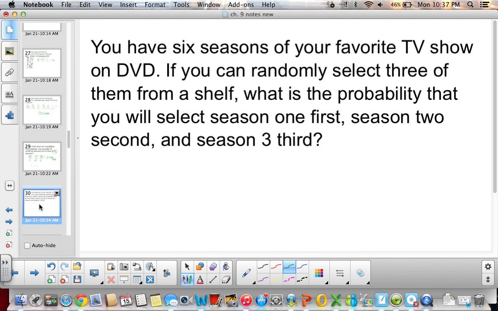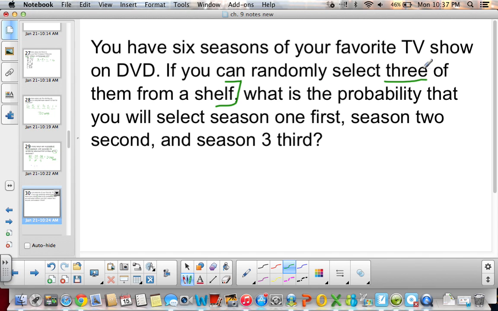You have 6 seasons of your favorite TV show on DVD. If you can randomly select 3 of them from a shelf, what is the probability that you will select season 1 first, season 2 first or second, and season 3 third? Okay, we are going to do this part first.